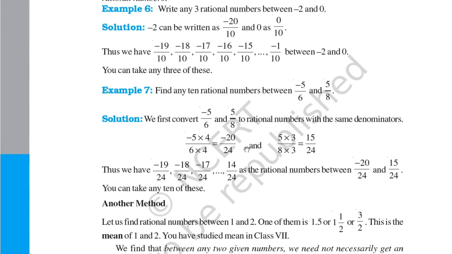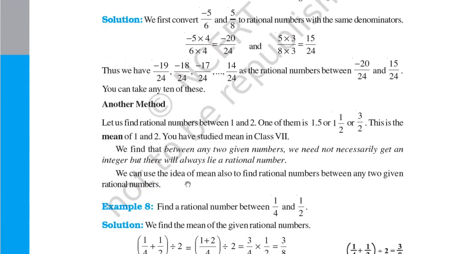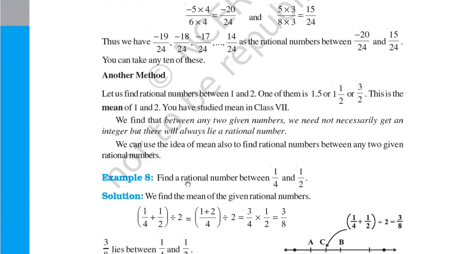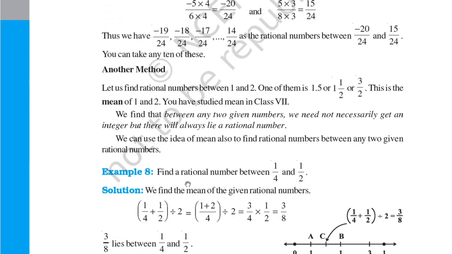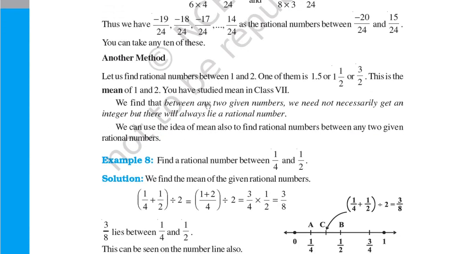So thus we can have minus 19 by 24 to 14 by 24 as the rational numbers between minus 20 by 24 and 15 by 24. You can take any 10 from this. Another method: let us find a rational number between 1 and 2. One of them is 1.5, or you can write 3 by 2.